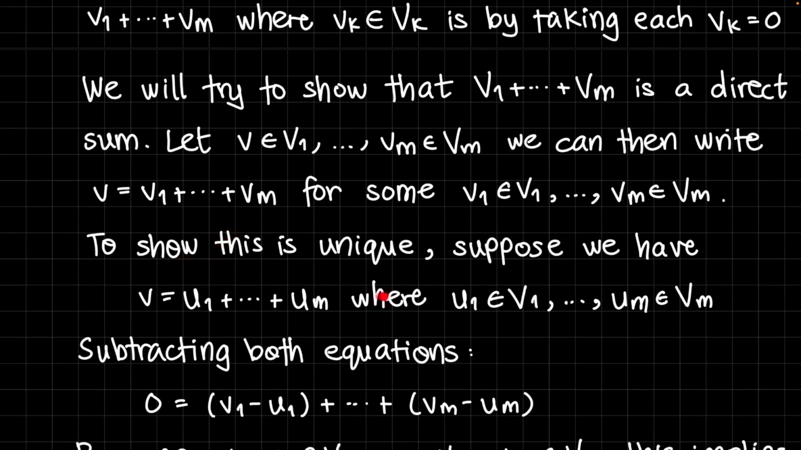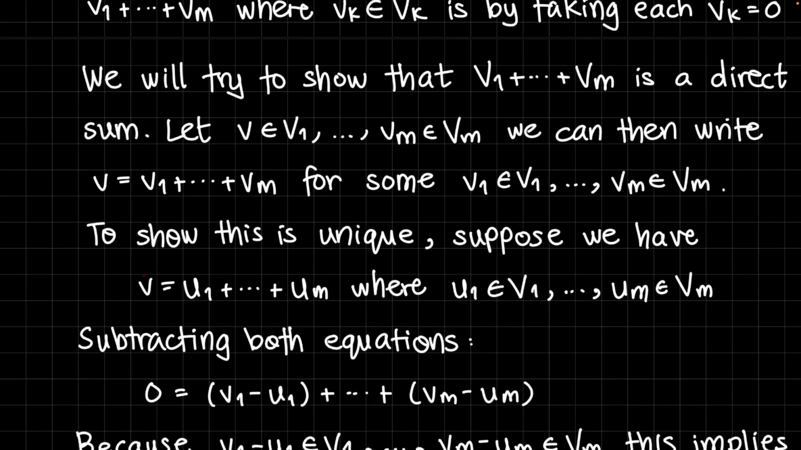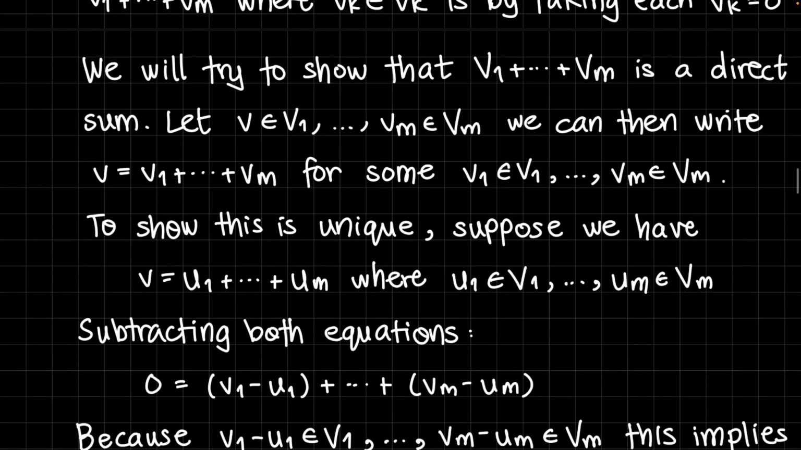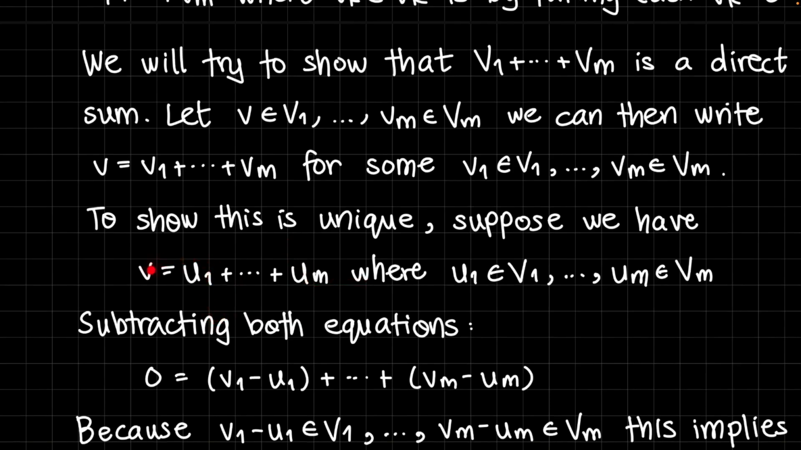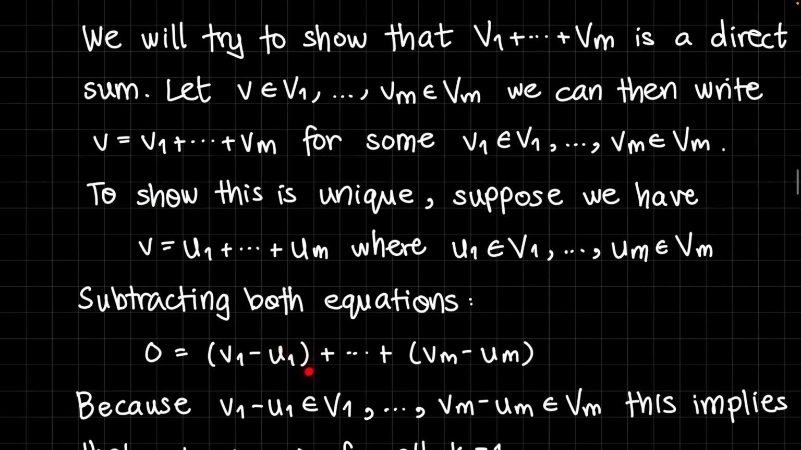We can do that, but then to show that this is unique, suppose we have another way of writing v, which was an element of the subspace sum. Suppose there was another way, and that other way is by these u vectors: u1 plus dot dot dot um, where u1 belongs to capital V1, and so on, um belongs to capital Vm. Those are the two ways. Let's subtract both equations. When we do that, we have v minus v that gives us a 0. We have v1 minus u1, putting the brackets by the associativity of vector addition, plus dot dot dot plus vm minus um.